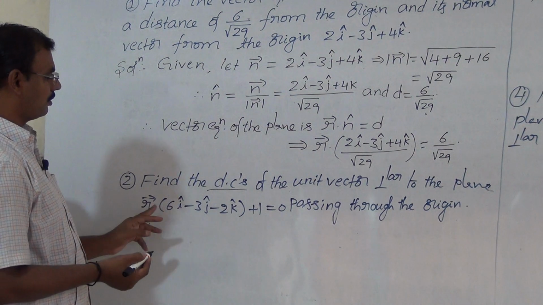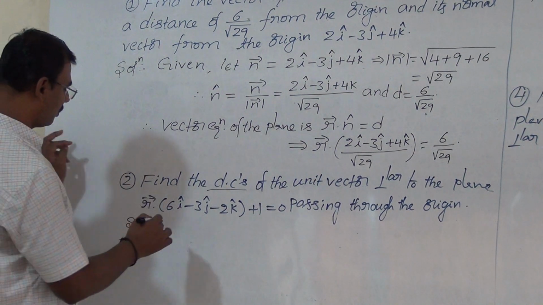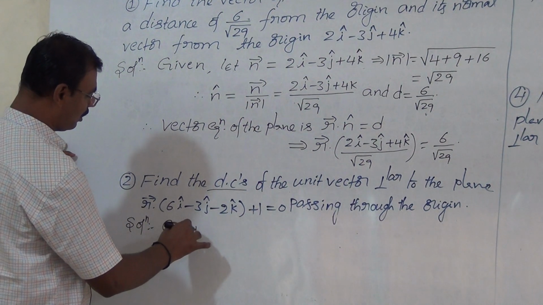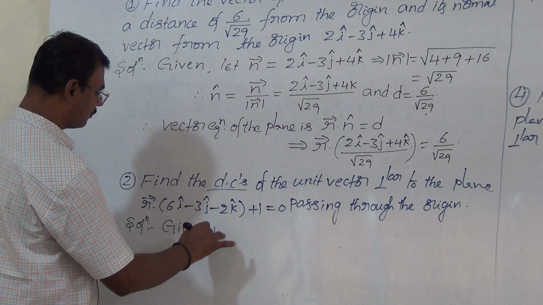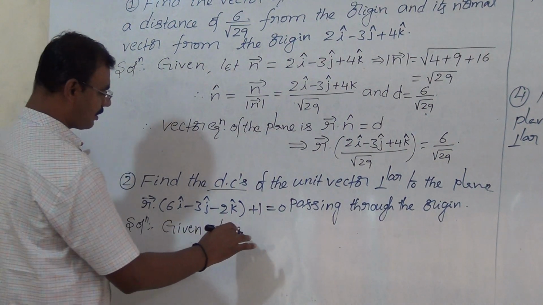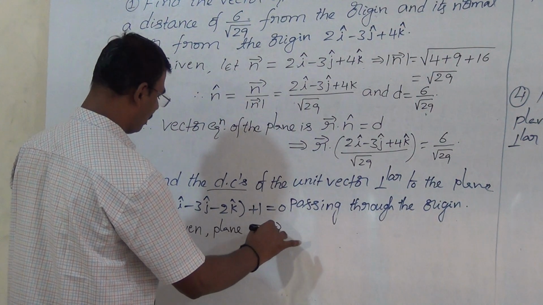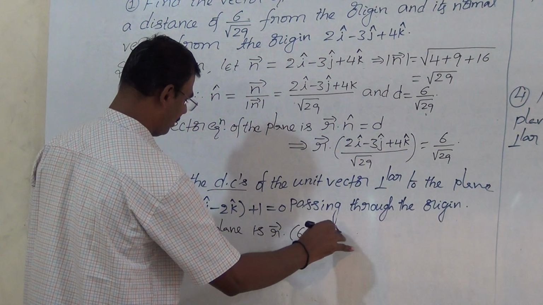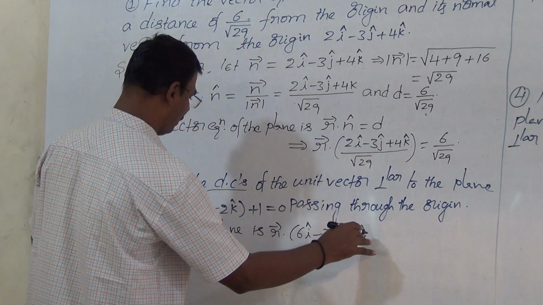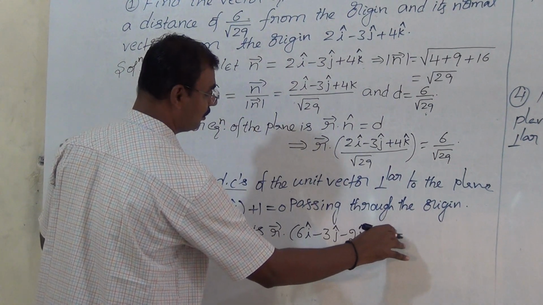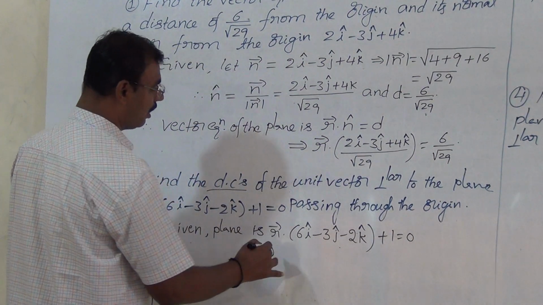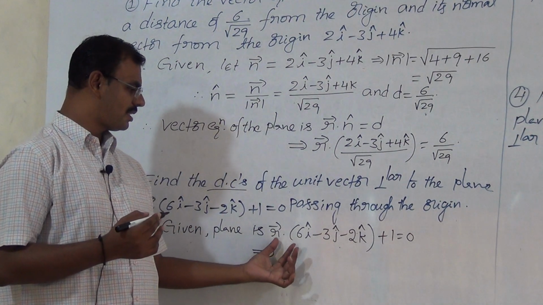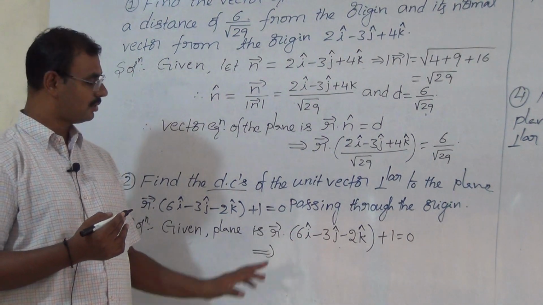To write this form, simply we have to write, okay? How to write this one? The given plane is r bar dot 6i minus 3j minus 2k plus 1 is equal to 0. Now we have to make it in this form. To write in this form, we should do it here. This is a vector only, not a normal unit vector. So we should find out.